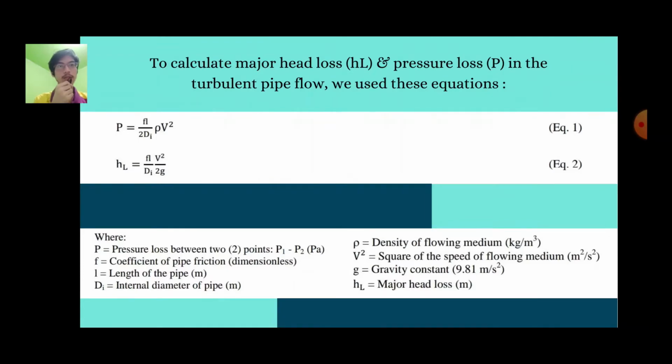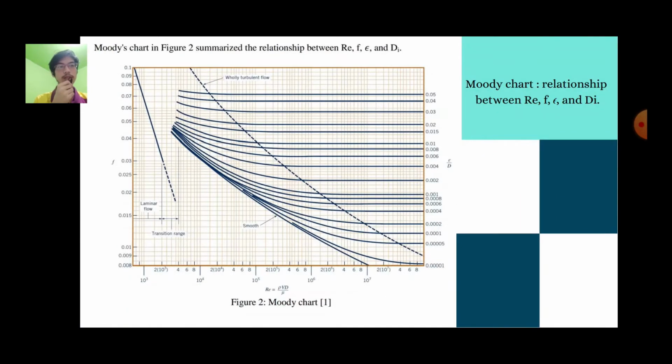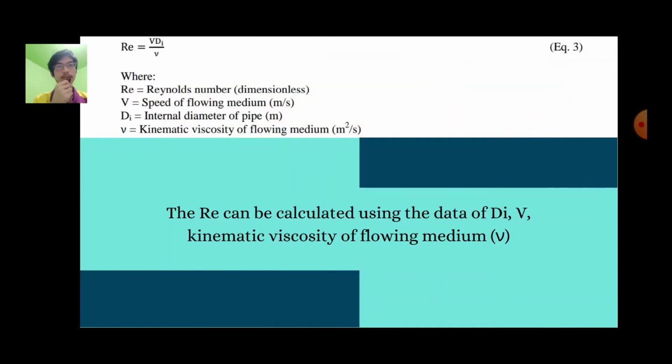To calculate major head loss and pressure loss in the turbulent pipe flow, we use these equations, equation 1 and equation 2. Next, this is table 1, which shows the equivalent roughness for the pipe. Next is the Moody chart, which shows the relationship between Reynolds number, F and diameter. This is the formula to find the Reynolds number.